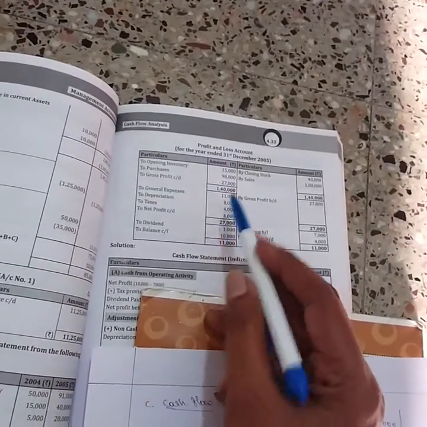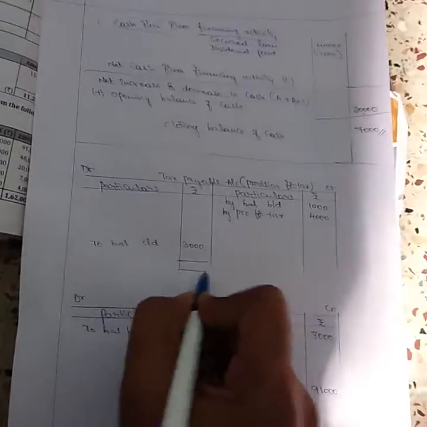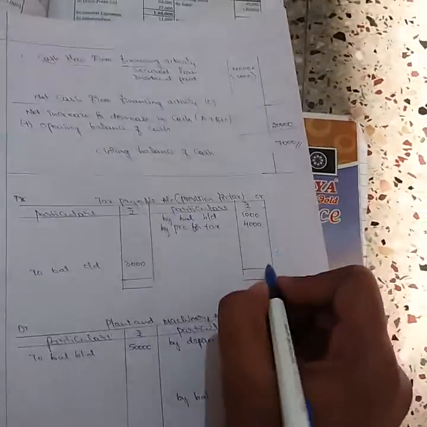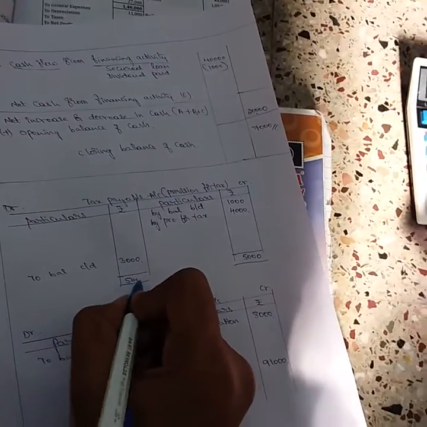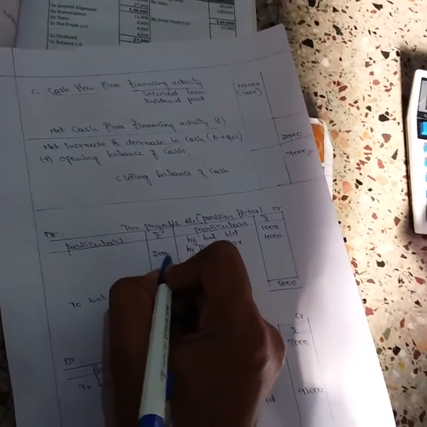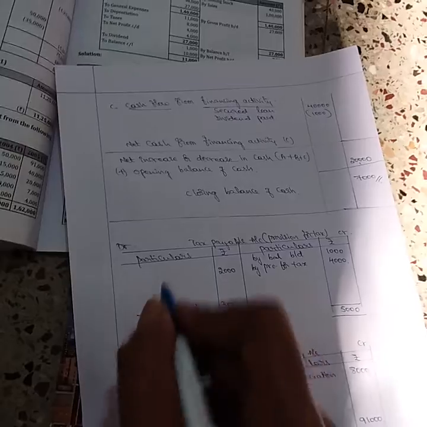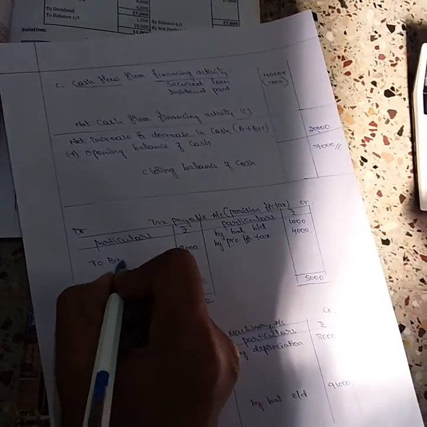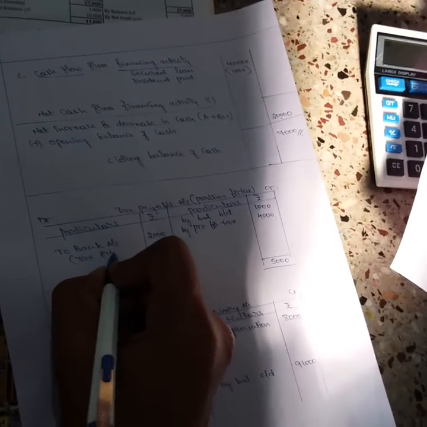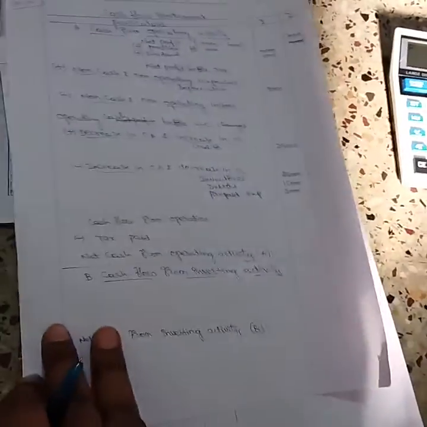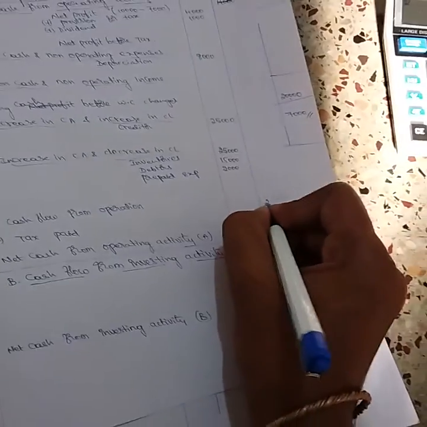Okay, so all the information is filled. Next, close the ledger accounts. First, close the provision for tax ledger. Credit side is more. 4 plus 1, 5,000 on the debit side. 5,000 minus 3,000 is 2,000. So this 2,000 is tax paid during the year to bank. This 2,000 tax paid should be deducted in operating activity.